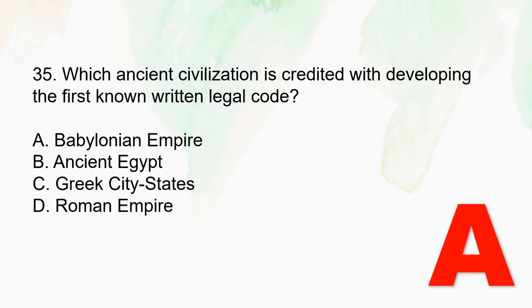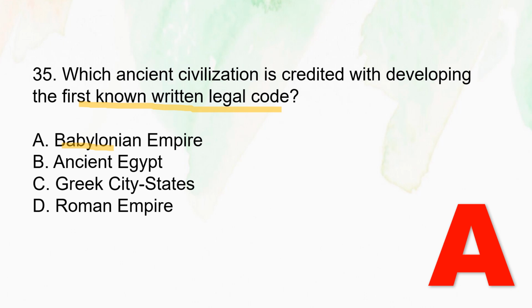Of course, the best answer is Babylonian Empire. We call it the Code of Hammurabi. The first known written legal code, the Code of Hammurabi, created in Babylon. This is one of the earliest legal codes in history. Again, Code of Hammurabi. Now, for letters B, C, and D, ancient Egypt is known for their hieroglyphics, but not a legal code. Hieroglyphics is their own kind of writing.